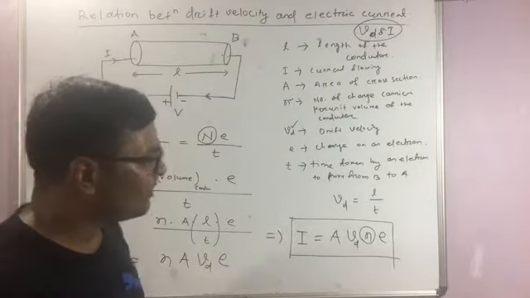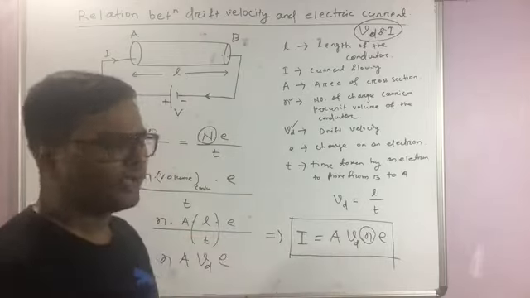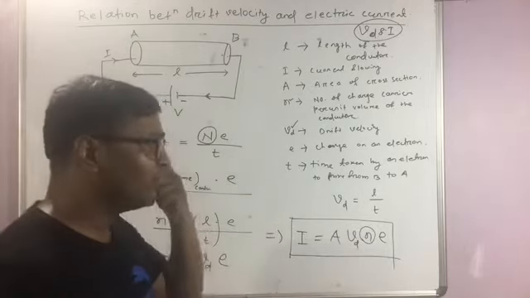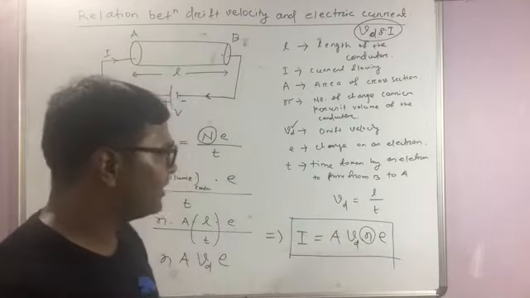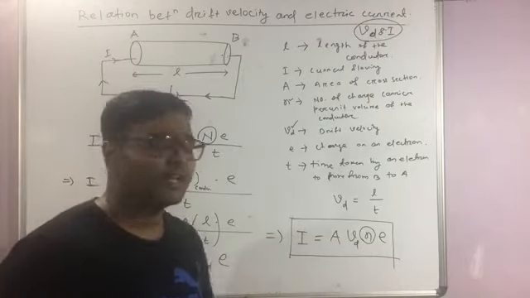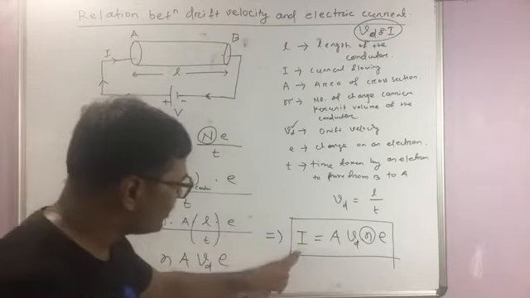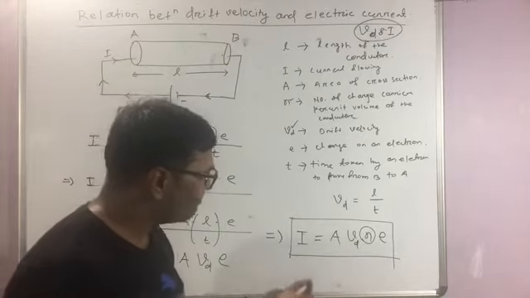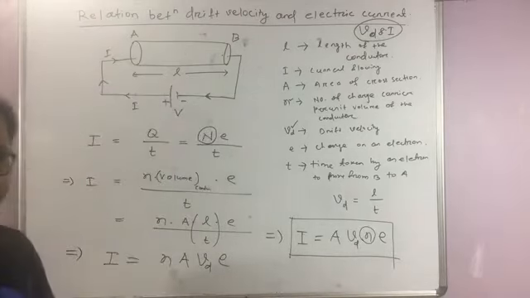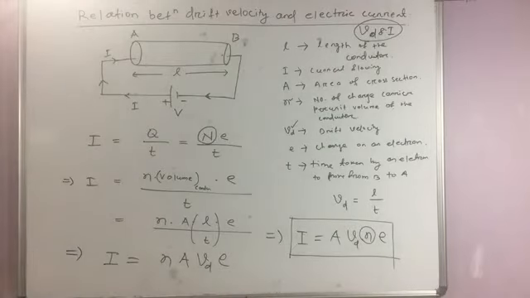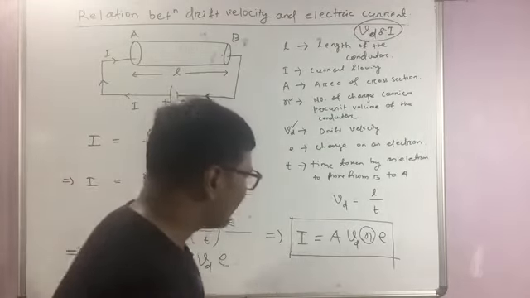Suppose copper is taken. For copper, n will be different. For aluminium, the value will be different. For iron, the value will be different. Clear? Now, from this equation, we can define another physical quantity.